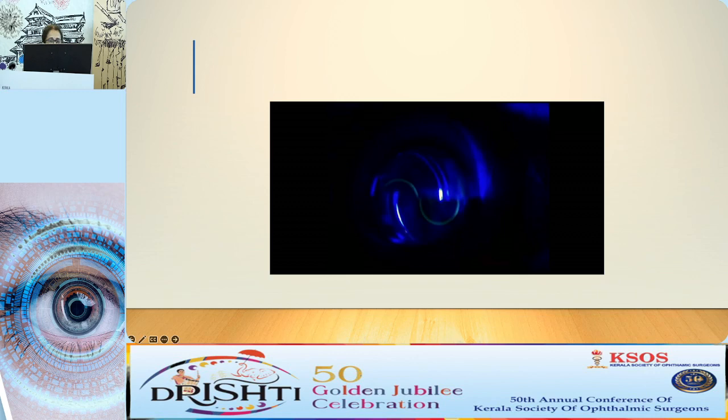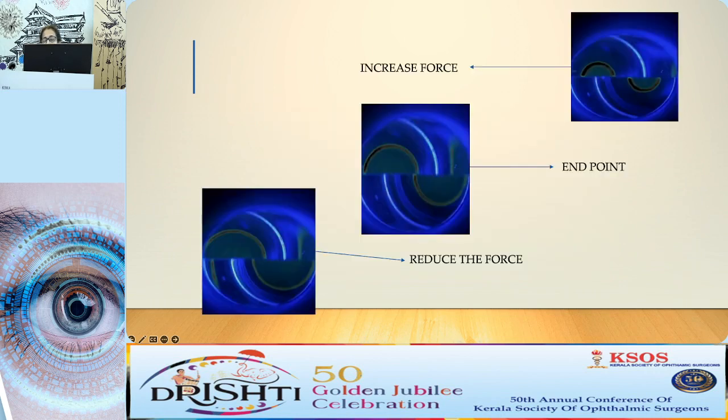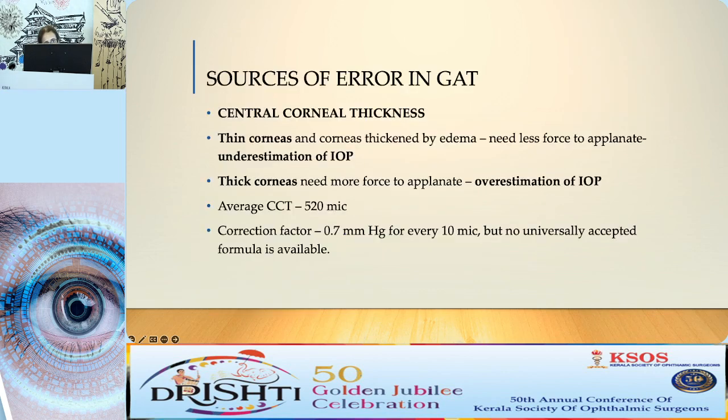So we have to turn the tension knob so that the mires just get approximated. When the inner edges of the mires get approximated, it is the end point of applanation. You can note down the reading, multiply it by 10, and also note down the time. If you see the mires too far apart, that means you need to increase the force. If they've already crossed, that means you need to reduce the force.